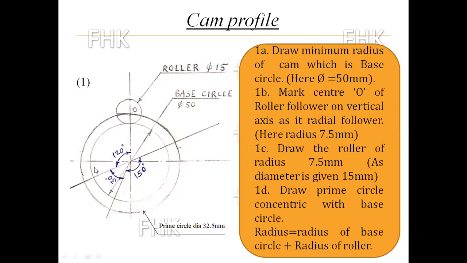Then with reference to that 120 degrees, I will draw the line. Through that 120 degrees, I will draw that line, and from this reference line, I will draw 30 degrees, which is the dwell period, and I will draw the line through that point. And with reference to that line, I will draw the angle of descent or return stroke, which is given here as 150 degrees. So 120 degrees outward stroke, 30 dwell, 150 return stroke, and the remaining will again be the dwell period.